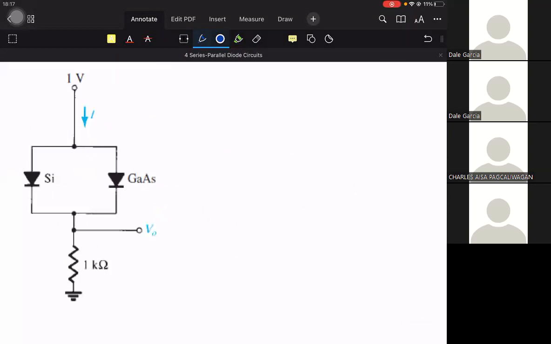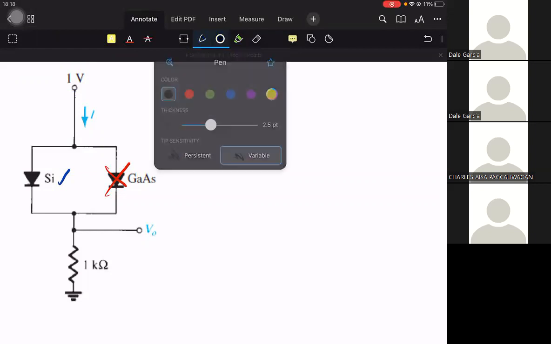How about this one? Same naman yung sagot sa first example. Si gallium arsenide, dili na siya mo turn on. Si silicon lang. And ang atong source is 1 volt. Enough lang siya nga mo turn on si silicon, 0.7 man. Samot na di mo turn on si gallium arsenide.